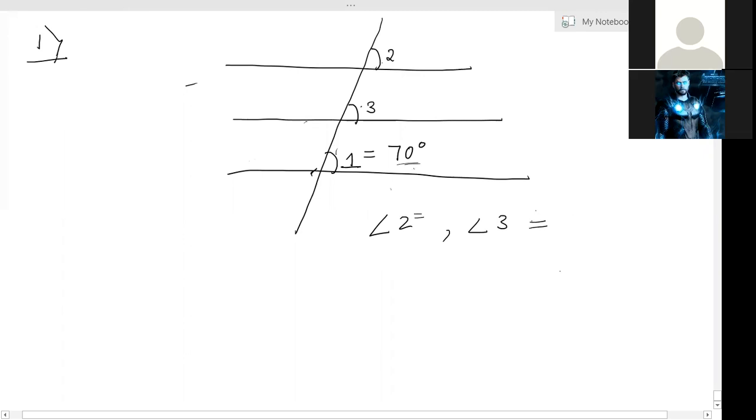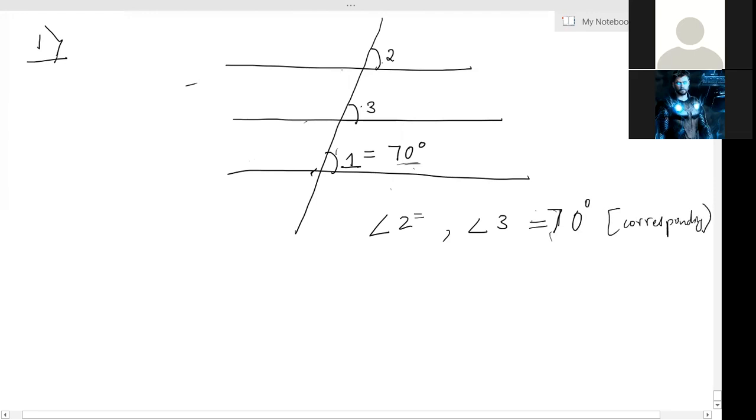Why? Sir, corresponding. Corresponding means it should be equal, right? Corresponding angles are equal to each other, 70 degrees. So angle 3 is 70 degrees, because it is corresponding. Angle 2 is also 70. So angle 2 is corresponding.